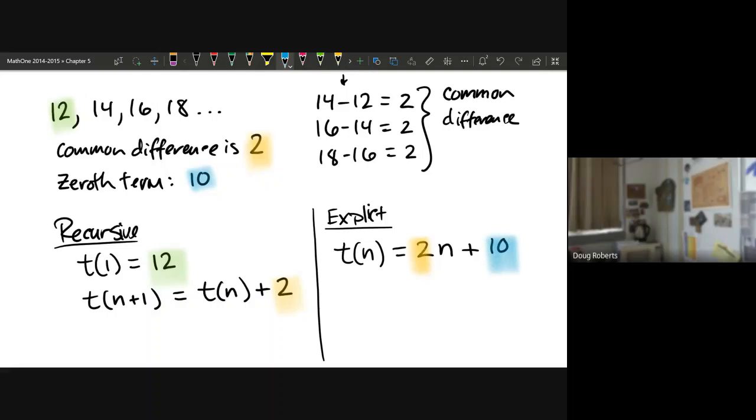Okay, and that works. If that works for you, that's great. Of course, this needs you to figure out what the zeroth term is. So that's one thing, right? You need to go backwards to figure out what that is.